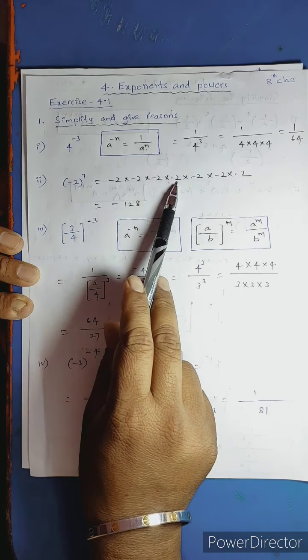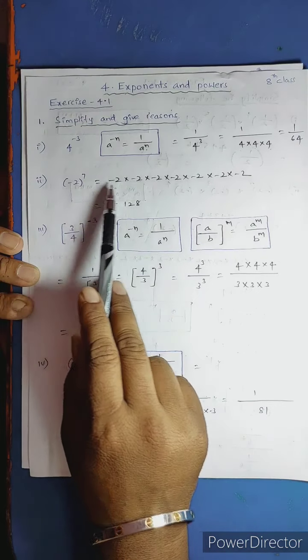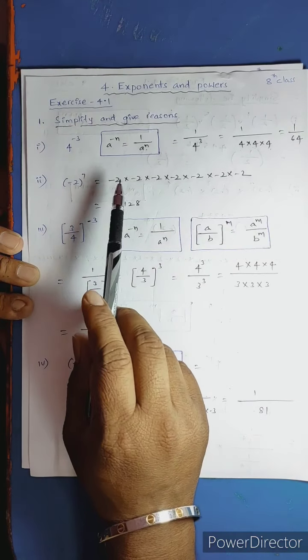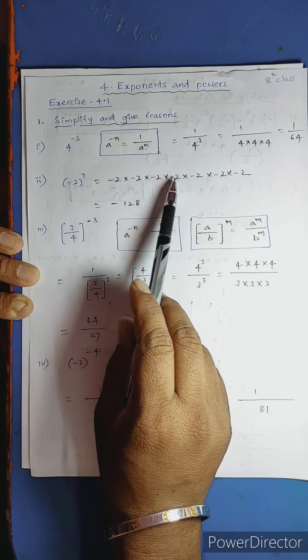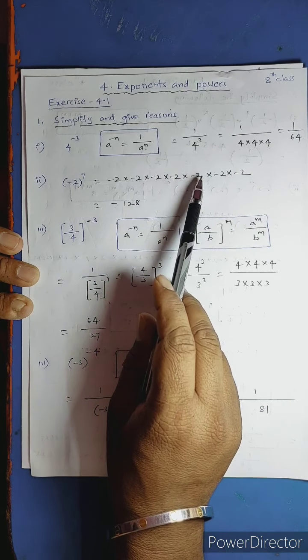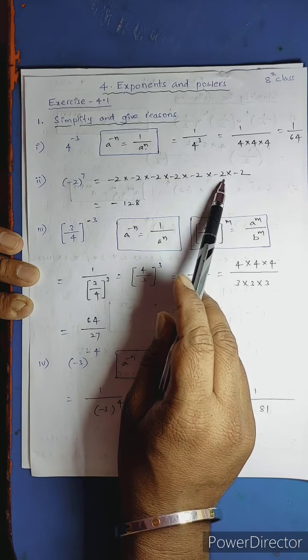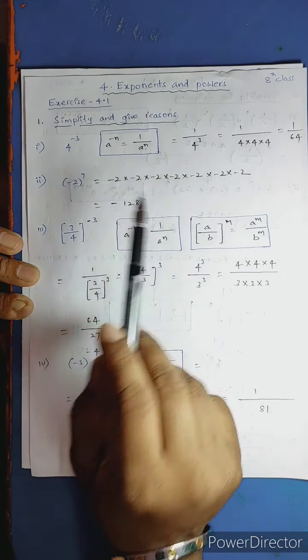But here minus came odd times, so the answer is negative. 1 2 3 4 5 6 7 times I have written minus 2. Now multiply: 2 2s are 4, 4 2s are 8, 8 2s are 16, 16 2s are 32, 32 2s are 64, 64 2s are 128.